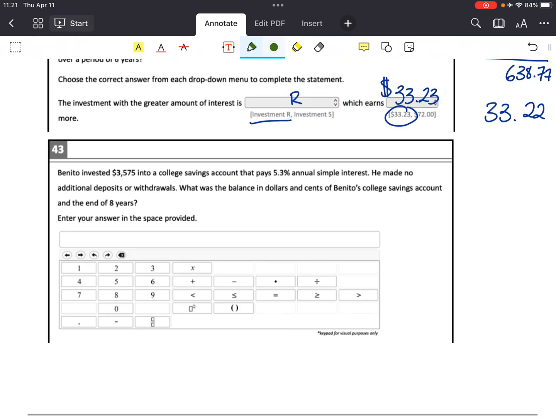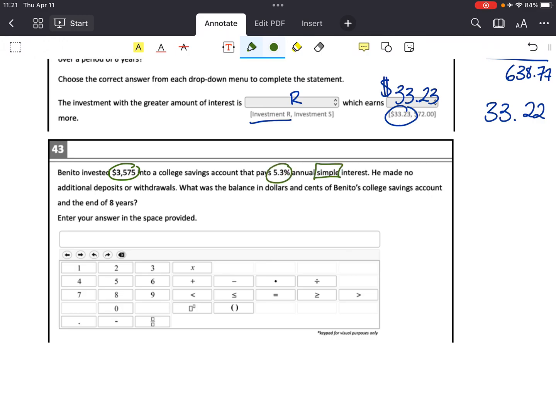And last but not least, 43. Benito invested $3,575 into a college savings account. It pays 5.3% annual simple interest, and he made no additional deposits or withdrawals. What is the balance, so the total in dollars and cents, on the college savings account at the end of 8 years? Now, because it said simple, I need to use the simple interest formula.